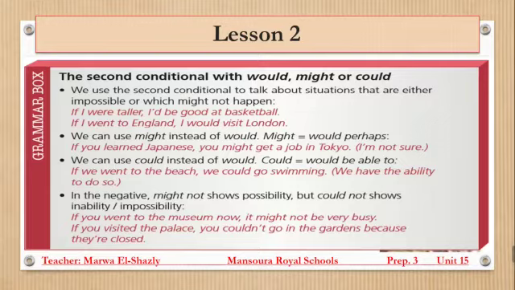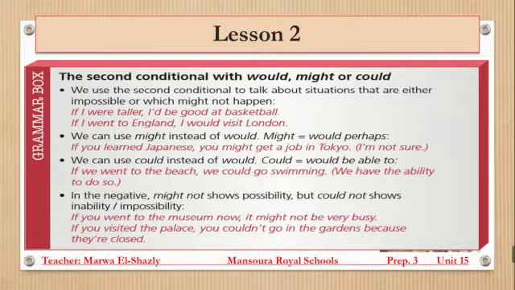If I were taller, I'd be good at basketball. If I were taller, of course I can become taller, so it's an impossible situation. This is the condition. What will happen as a result? I would be good at basketball. Of course, that couldn't happen because I can get taller.